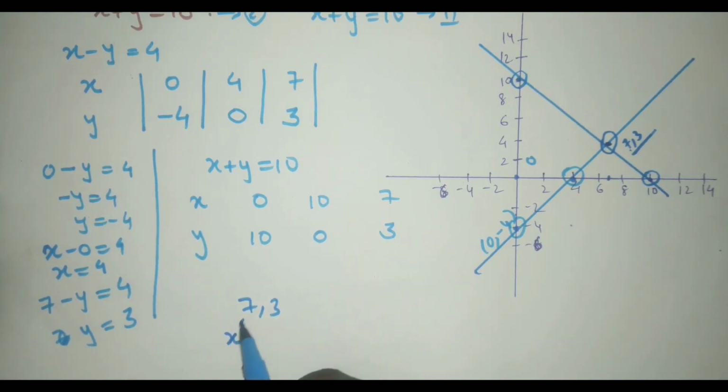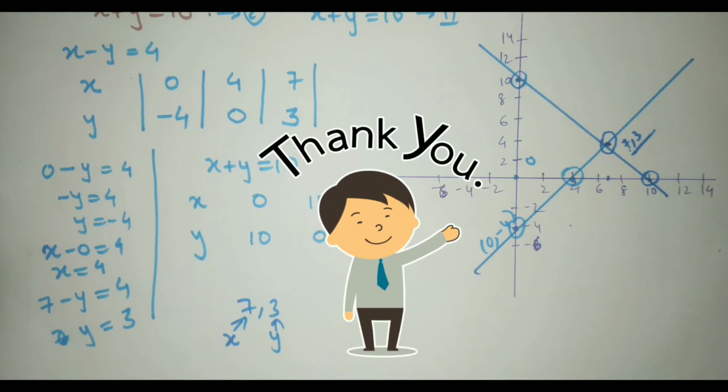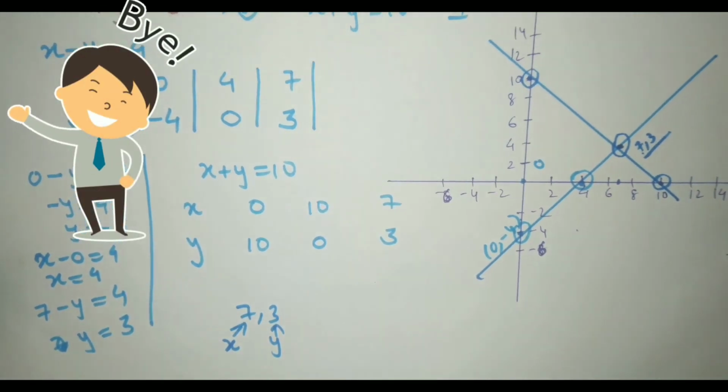That means x value will be 7 and y value will be 3. So this is a solution using the graphical method, fine. So this is how we have to do it using the graphical method.